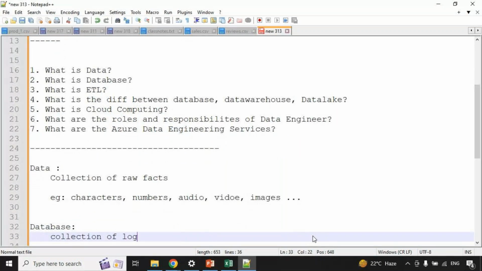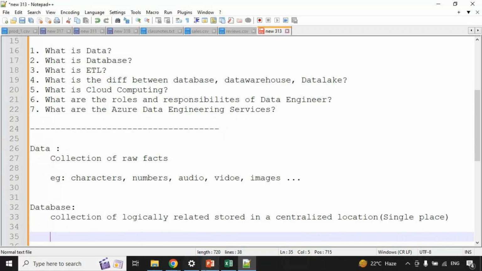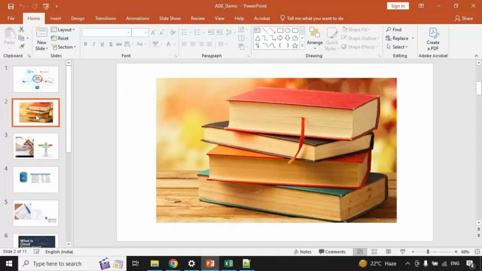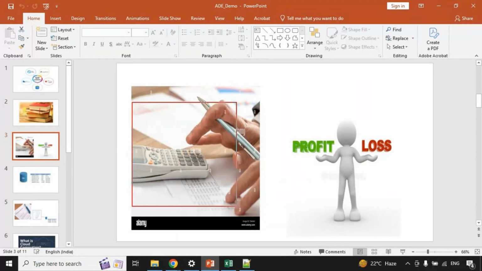A database is a collection of logically related data stored in a centralized location, a single place where we can store the data. Consider that before software came into the picture, people maintained data in books. For example, 50 years back, if I started a business, whatever the sales and purchases were, I would maintain everything in books. At the end of the year, with manual calculation, I could know the profit and the loss of the business.